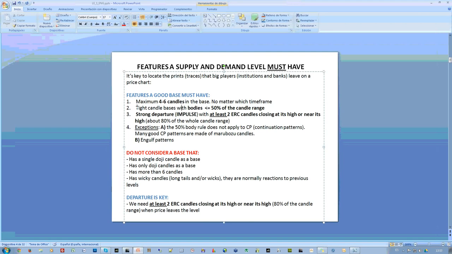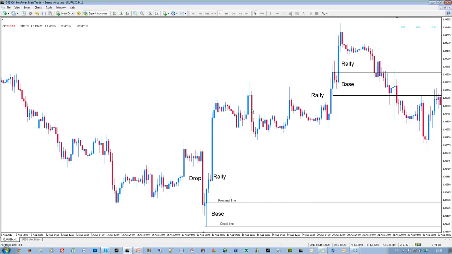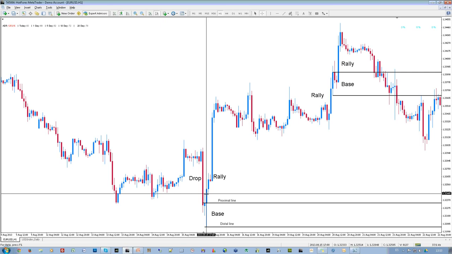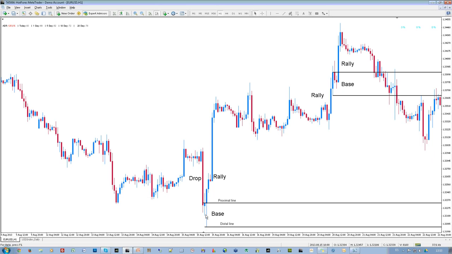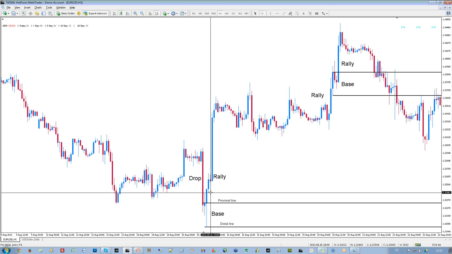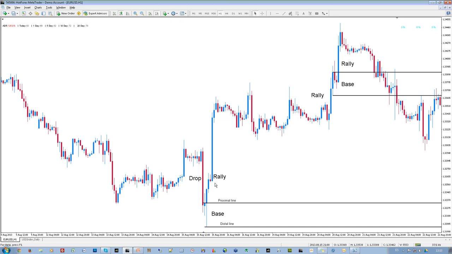We want tight candles with bodies which are more or less equal to or lower than 50% of the candle range. You may be asking, what is a candle range? If we take, for example, this candle, the high is here, the low is here, plus the open and close. So the whole range is from the high to the low. So each candle, the whole candle from the top to the bottom, that's the whole range.